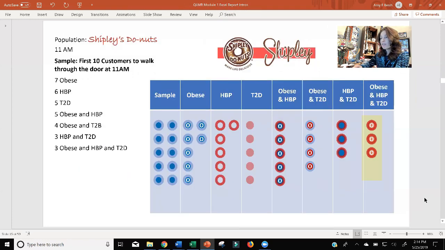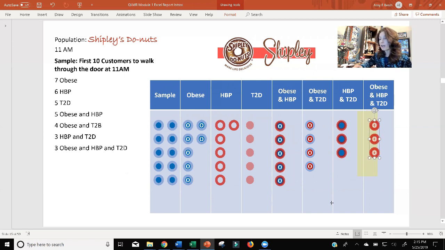From our survey, we found that our survey consisted of 10 customers. So our set of data comes from the first 10 customers who walk through the doors of Shipley Donuts at 11 a.m. From those 10 customers, we found that 7 were obese, 6 had high blood pressure, 5 had type 2 diabetes, 5 belonged to 2 subsets. They were obese with high blood pressure. 4 belonged to 2 subsets. They were obese with type 2 diabetes. 3 belonged to the high blood pressure and type 2 diabetes, and 3 belonged to all 3 subsets. They were obese with high blood pressure and type 2 diabetes.